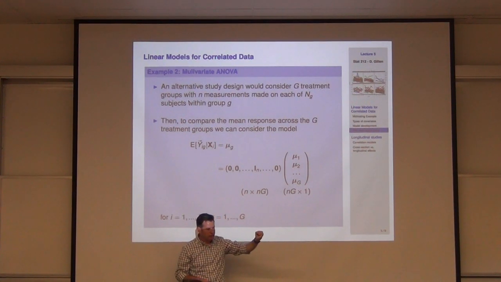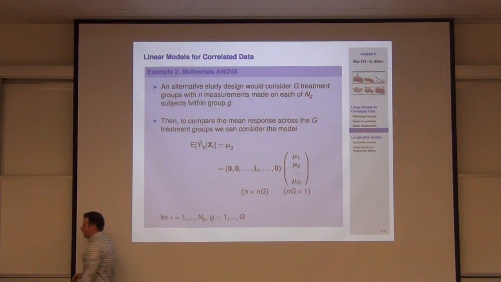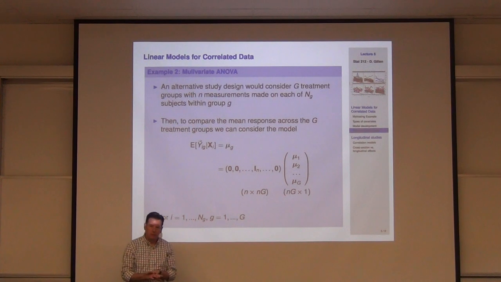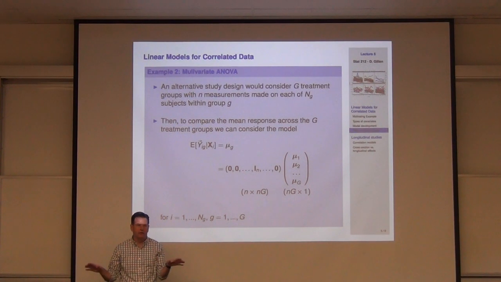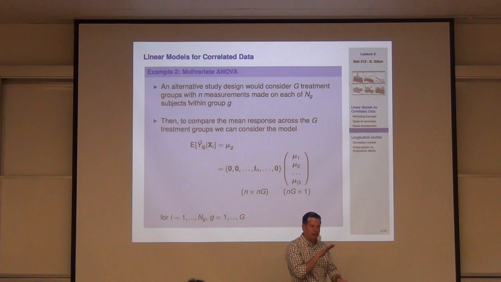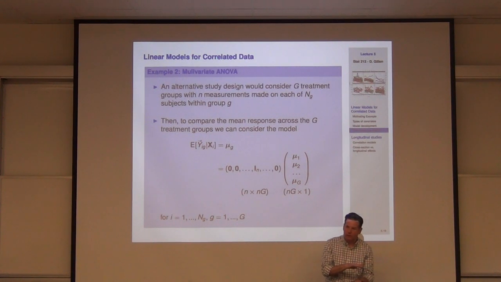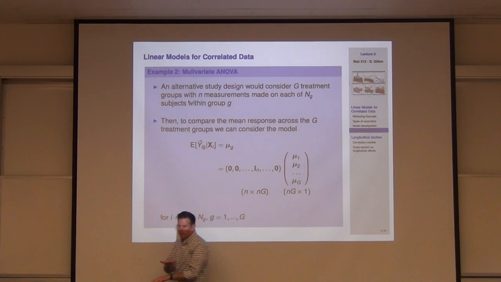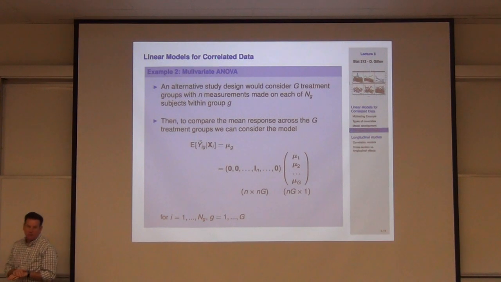N is constant. Okay? And I'm holding it constant across my capital G treatments. So if you think about it, in the best case scenario, this would be what we refer to as balanced and complete. And the reason why I'm saying in the best case scenario is that means I have no missing data. Okay? Complete means no missing data. Balanced because I'm measuring each sampling unit little n times. It's constant across each one of these. Okay? I'm measuring each sampling unit the same number of times, little n times.